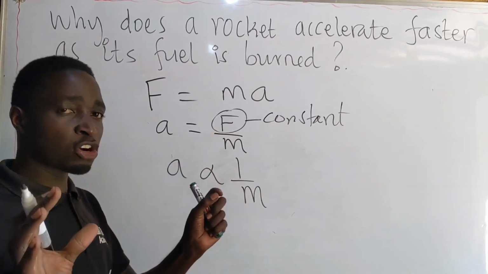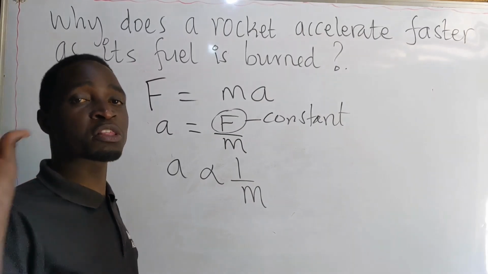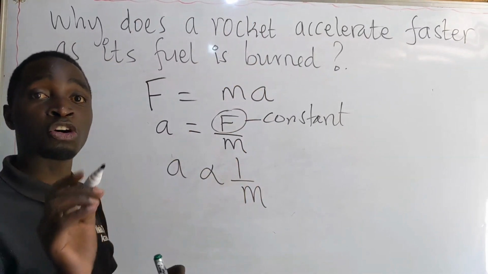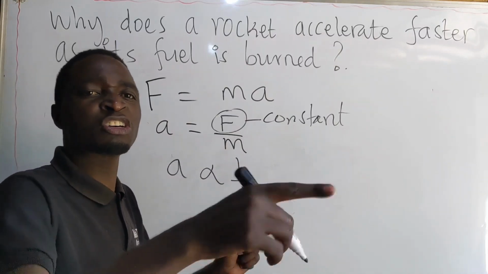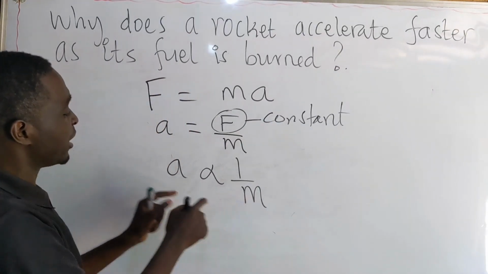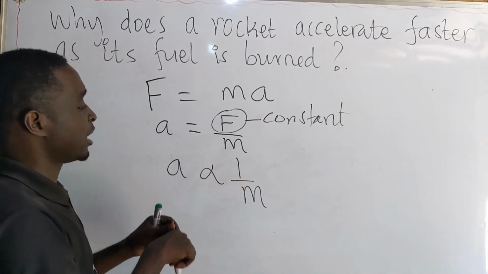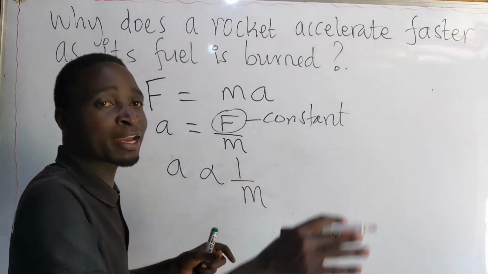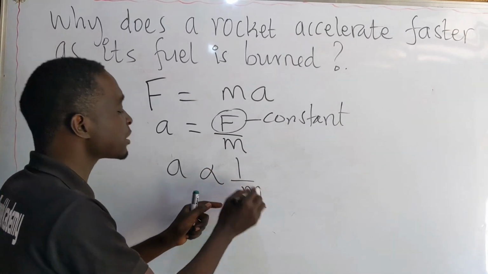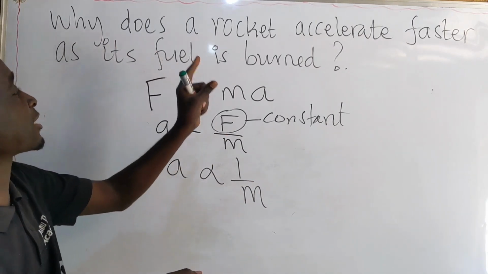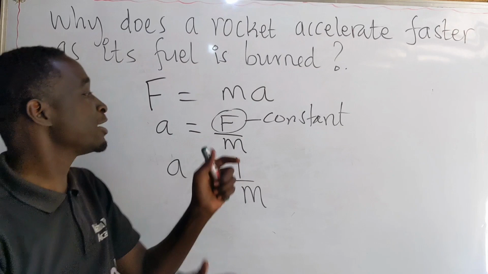Now, as the rocket continues with its motion, the fuel also continues burning. So it means that the total mass goes on decreasing. As acceleration is inversely proportional to mass, as the fuel keeps burning, the total mass decreases. As the mass decreases, the acceleration increases. That's why a rocket accelerates faster as its fuel is burned.